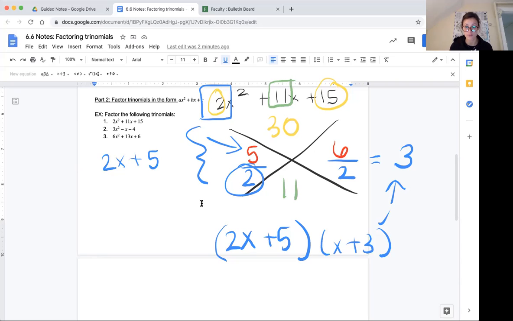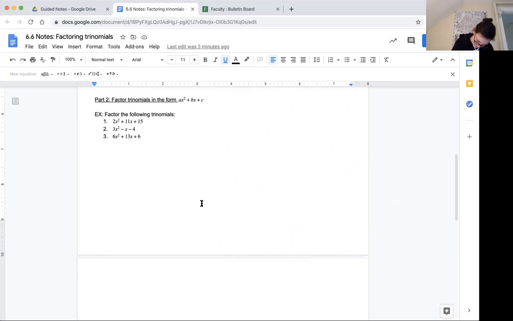Okay, so 5 over 2 becomes 2x plus 5. And then our other factor is 6 divided by 2, which simplifies to 3. So that one's just x plus 3. Okay, so I know this one's a little bit less intuitive, but with practice, you will get it down like a champion. So let's do another example.